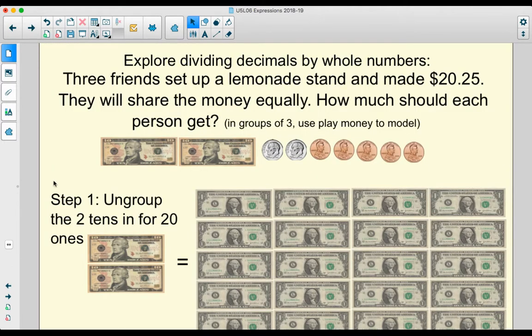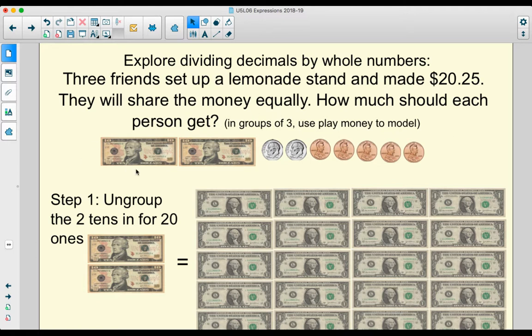Okay, as we're exploring dividing decimals by whole numbers, money works great. Obviously, this would work better if we were doing this as an activity as a class. And if you have money at home, actual money works just as well as fake money for doing this. Let's say 3 friends set up a lemonade stand and made $20.25. They want to share their money equally. How much should each person get?